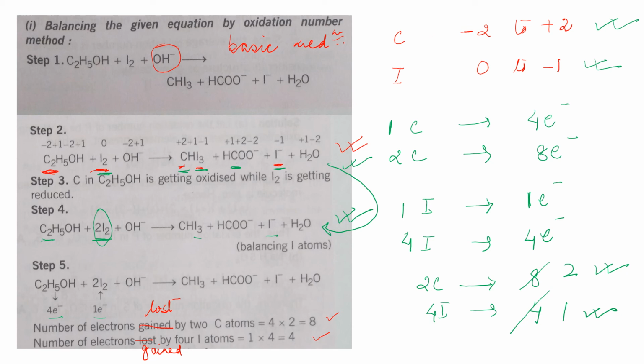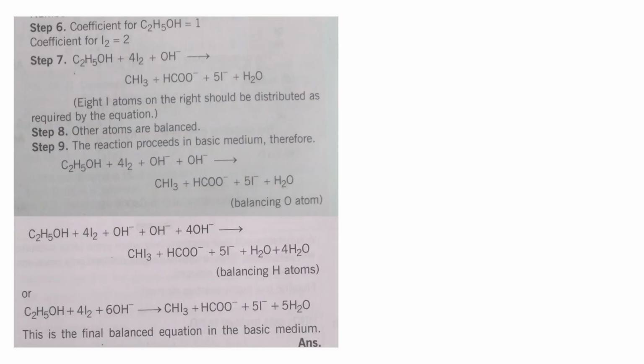Let me see what the next step is saying. Now the coefficient for C2H5OH is 1 and the coefficient for I2 is 2. Already I told you in the last slide. Now I have to multiply the carbon and iodine with this coefficient. So what was my equation in the last step, number 6? Let me write it here.